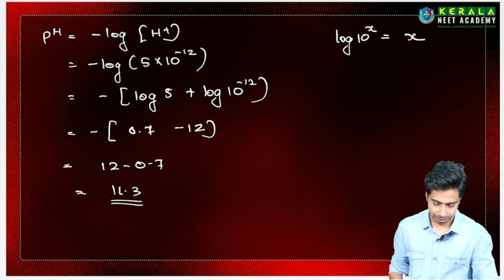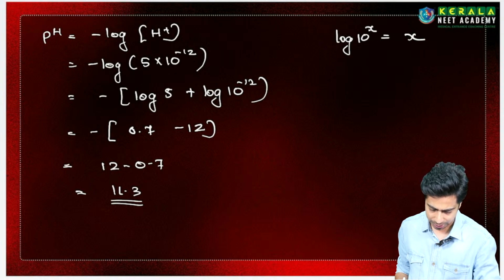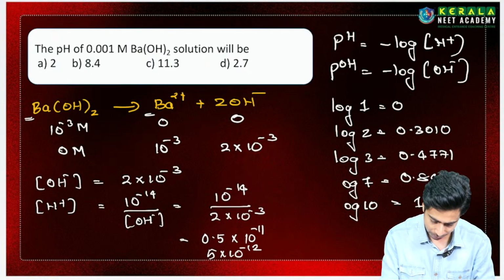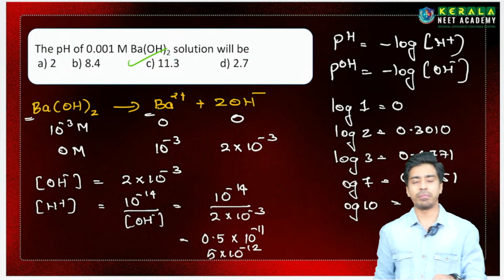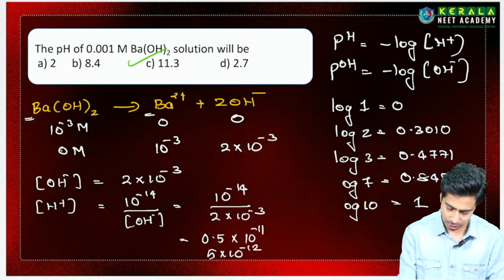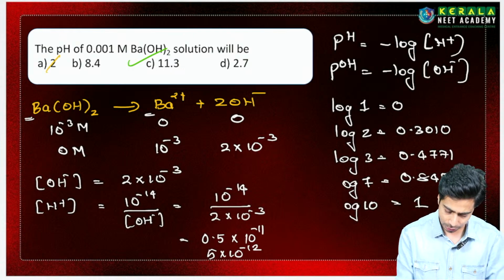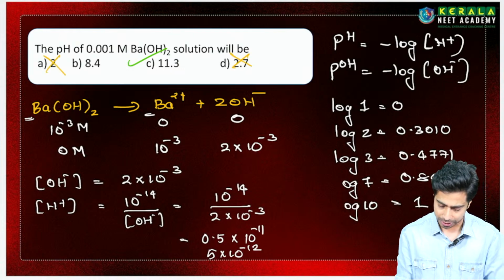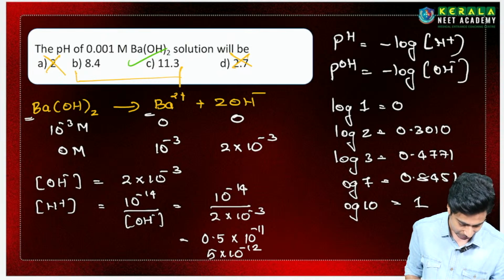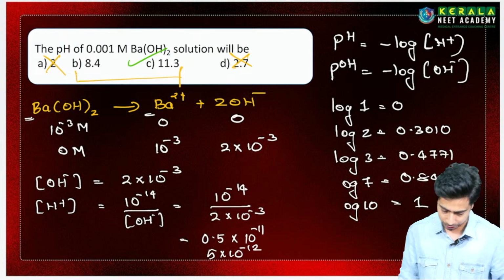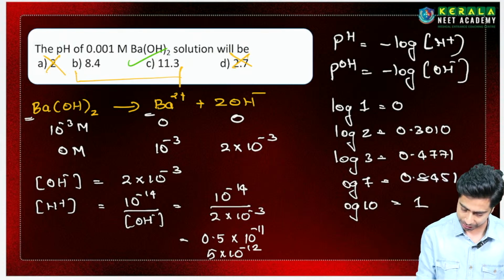11.3. It's a very simple question. 11.3 will be the right answer. Also, you know that barium hydroxide is a base, so the answer cannot be 2 or 2.7. These are the two possible answers, because you have to take the basic pH. Very good. We'll move on to the next one.